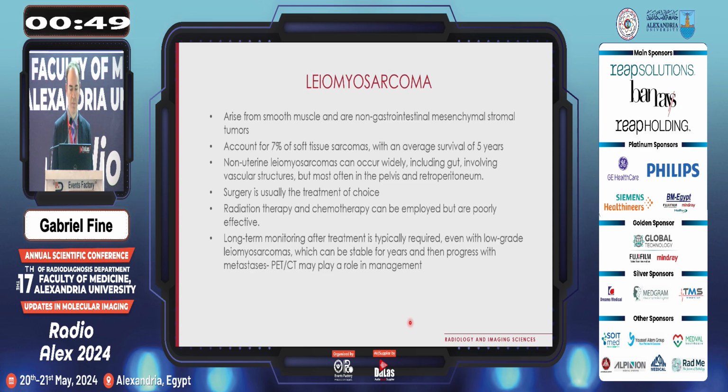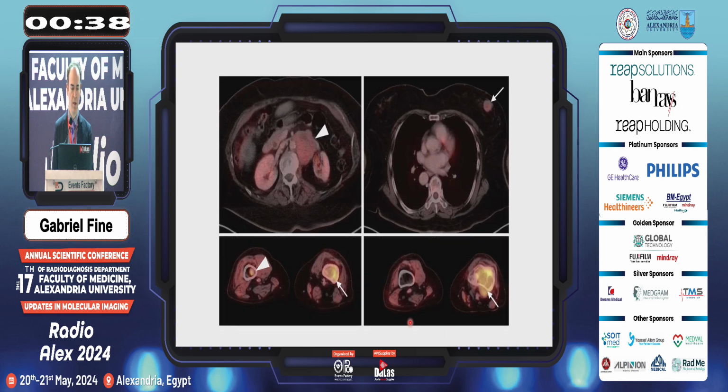Typically you do long-term monitoring, and in these patients their disease can change. So they can be stable and then suddenly progress. So this is just an example of leiomyosarcoma with late metastatic disease. Axial FDG PET-CT of the chest shows a hypermetabolic left breast mass, you can see here, and images of the thighs in both femurs show soft tissue masses extending into the femur itself.